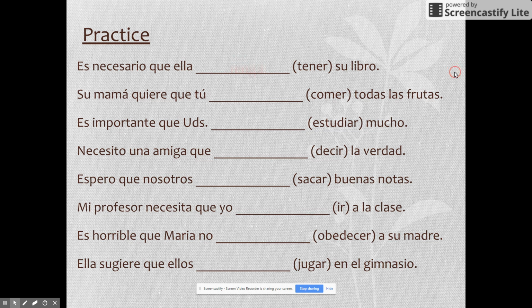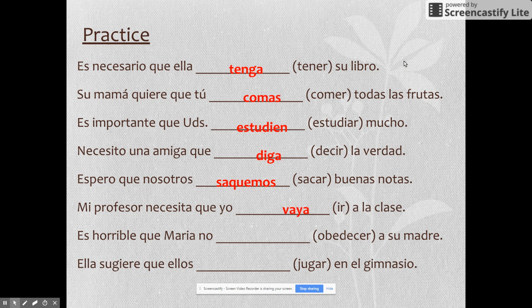All right, so let's see what these answers are. First one is tenga, because the yo form of tener is tengo. Drop the O, add the opposite ending. Then we have comas, estudien, diga, saquemos. The car and gar verbs are back, because if we had a C here, it would say sacemos, okay?